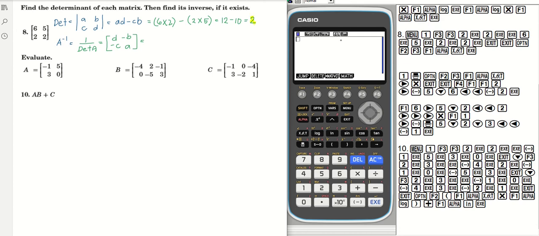So since our determinant is 2, it means the inverse of the given matrix exists. If it's not equal to 0, the inverse exists. If your determinant is 0, it means you don't have the inverse of the given matrix. So let's check it with the use of our calculator.